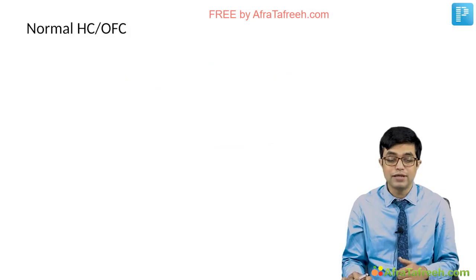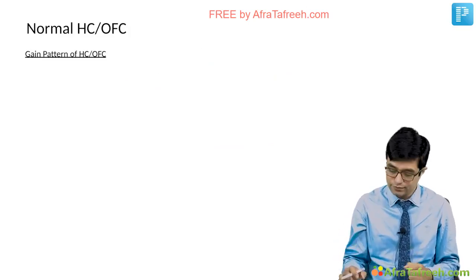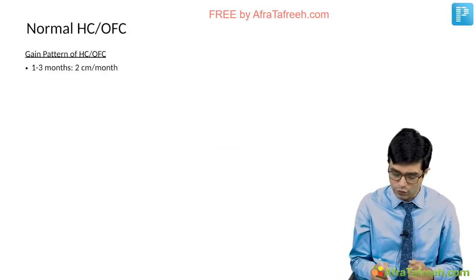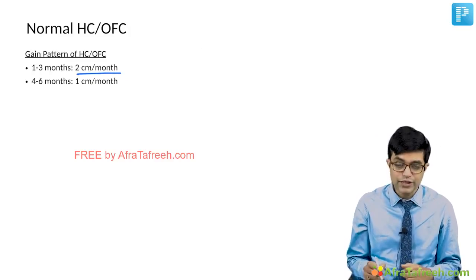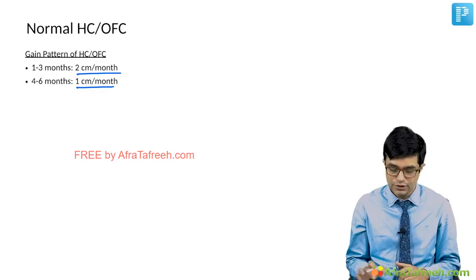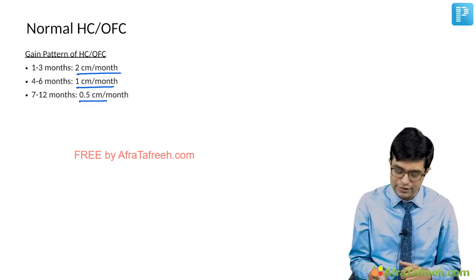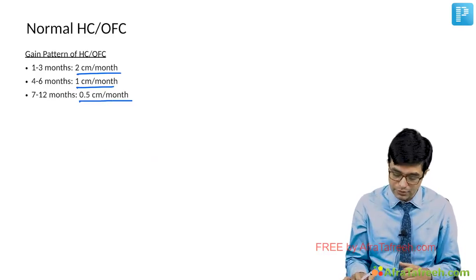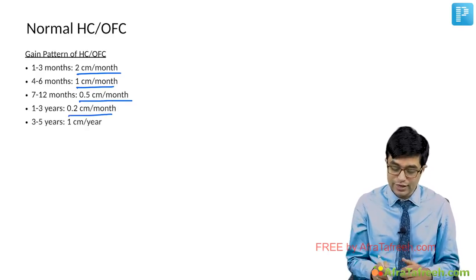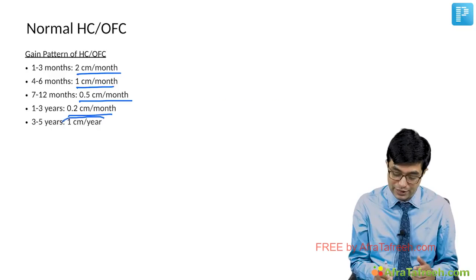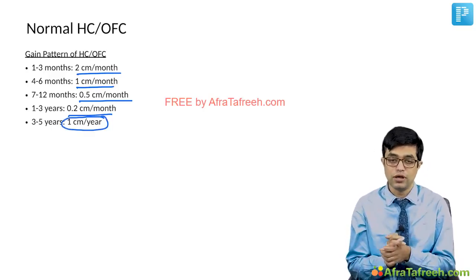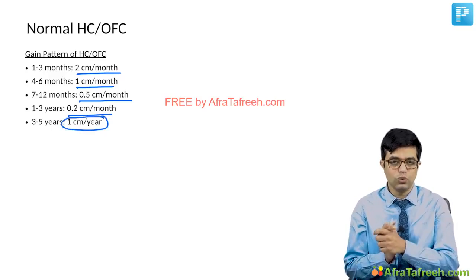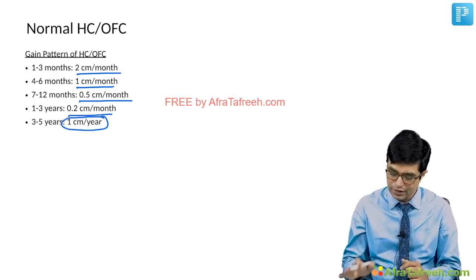And what is the normal head circumference gain pattern? One-liners. 1 to 3 months, it is 2 centimeter per month. 4 to 6 months, it is 1 centimeter per month. 7 to 12 months, it is 0.5 centimeters per month. 1 to 3 years, it is 0.2 centimeter per month. And 3 to 5 years, it is 1 centimeter per year. It becomes slow. So this is the normal OFC gain pattern.